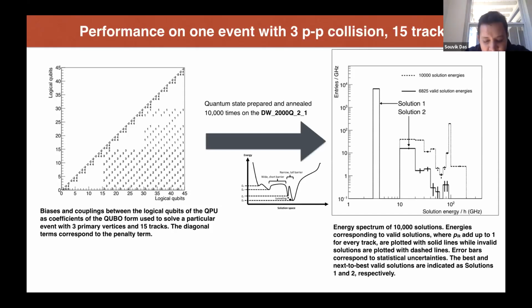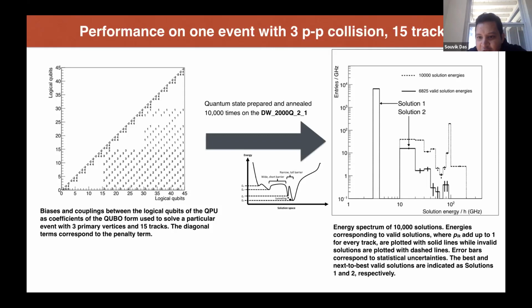When we program it onto the D-Wave, the quantum state was prepared and annealed 10,000 times on the D-Wave 2000Q_2_1 QPU. And as you can see on the right, this is a distribution of the final energy spectrum. You can think of it as the eigenenergies, though it's not really the eigenenergies, but the final solution energies you've come to. This is a log plot. Solution 1 is the ground state solution, occurring at around 1.5 divided by Planck gigahertz, and that is the best possible solution.